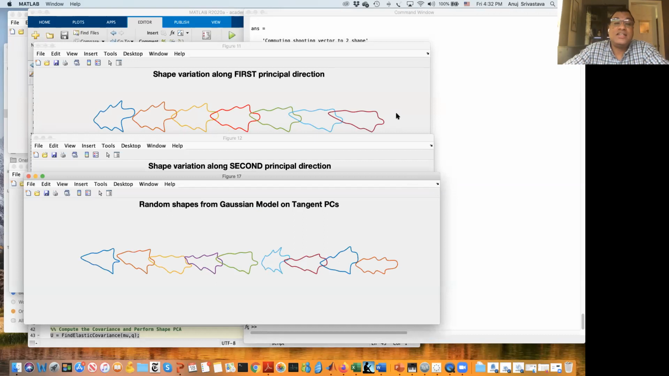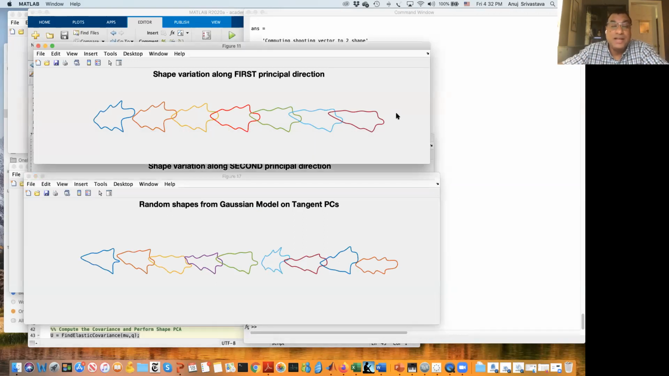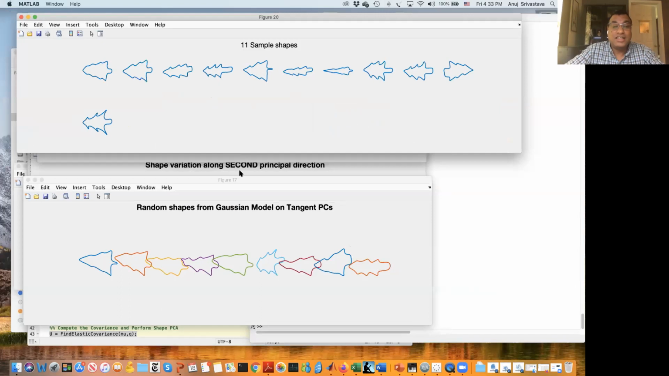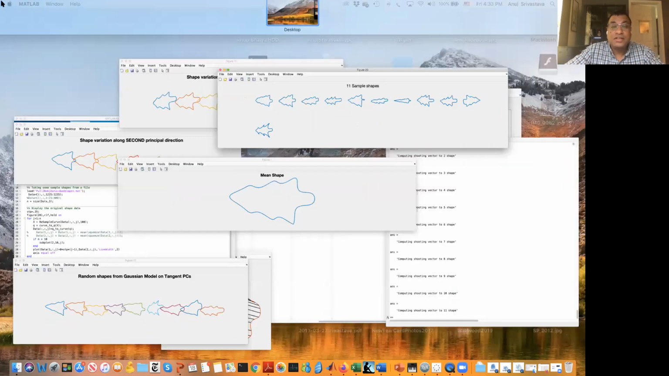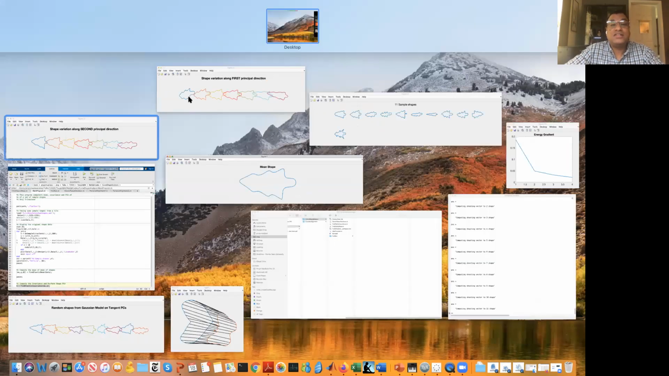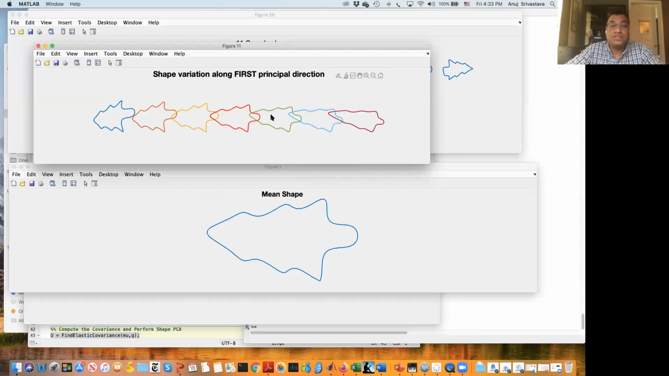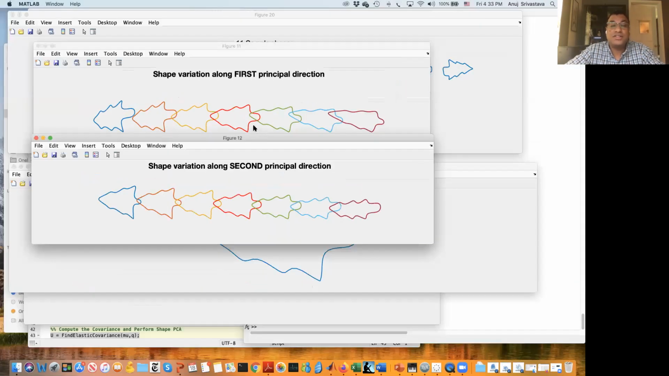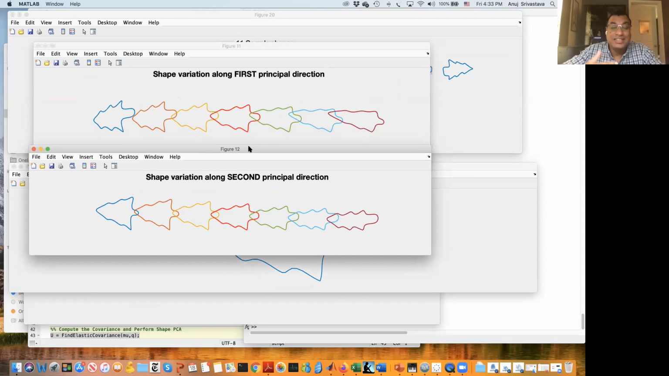So, right, this is the principal variability in the original 11 shapes. I'm working, remember, from these 11 shapes. That's all I have. From these 11, I computed a mean. I computed a covariance. I'm showing you the visualization of how the shape changes along the first principal direction, and how the shape changes along the second principal direction. You can try to interpret these results.